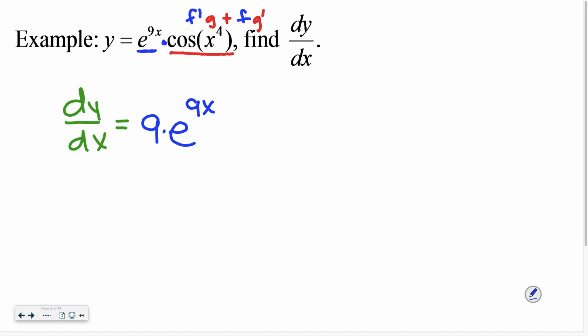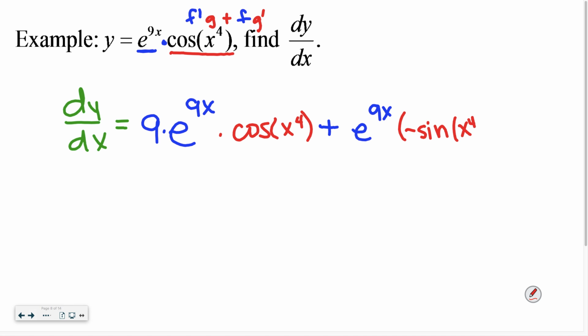Times the second function plus our first function times the derivative of our second function. Our second function is a cosine. What's the derivative of cosine? Good. Keep the inside the same times 4x cubed would be good. Okay, see, that wasn't so bad.